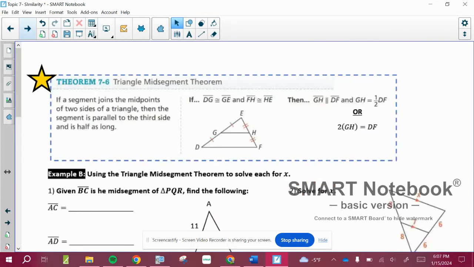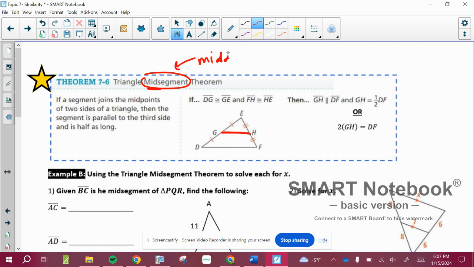Okay. On the second page, we just have one last theorem to talk about, and it's called our triangle mid-segment theorem. Now, for a second here, think about the word mid-segment. The mid-segment in this picture is this line here, GH. So if this is the mid-segment, that means that it is in the middle of our triangle. Our theorem says if a segment joins the midpoints of two sides of the triangle.